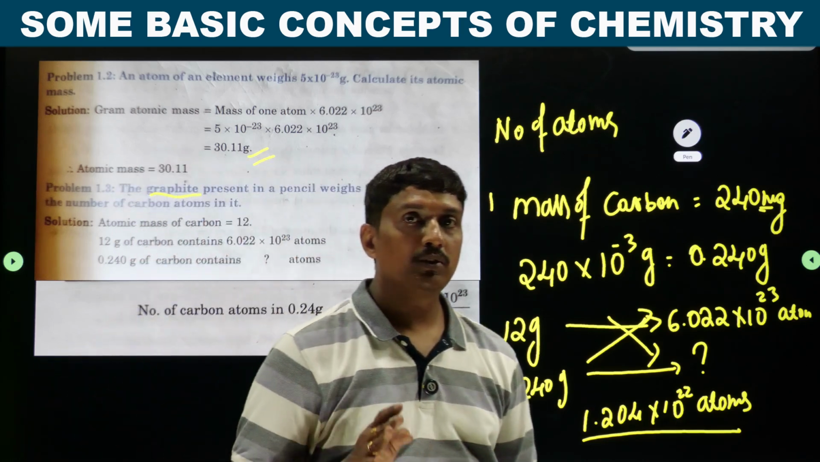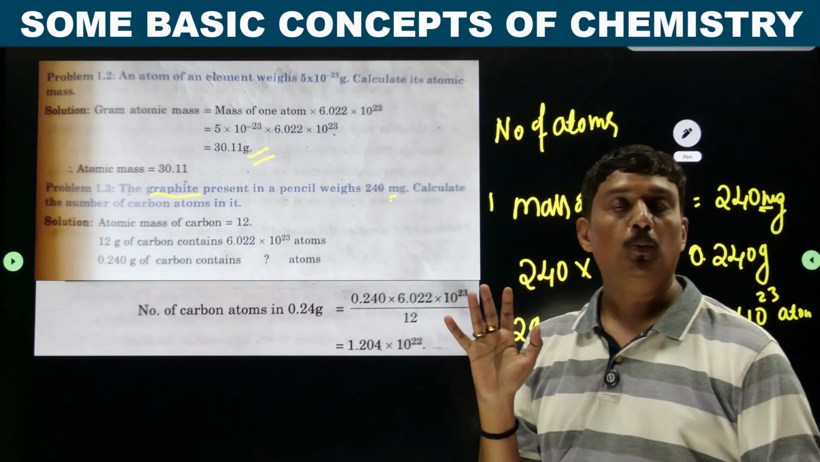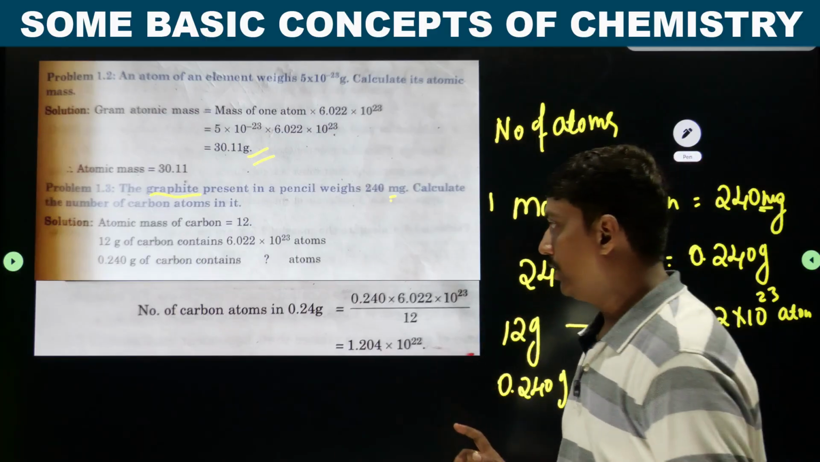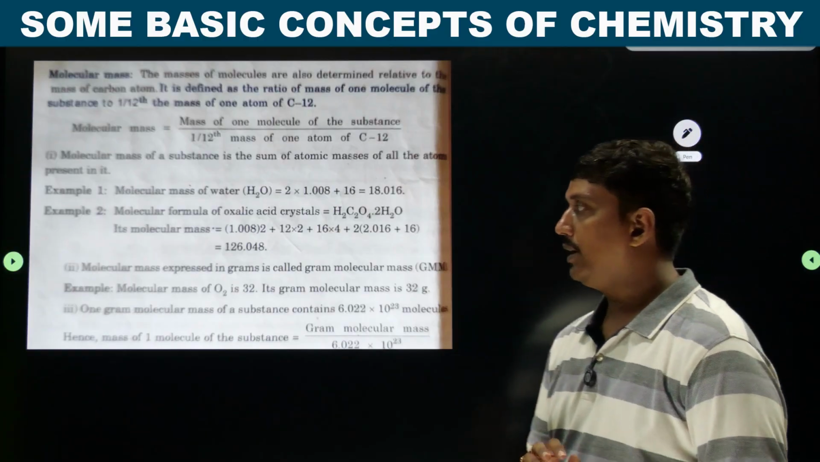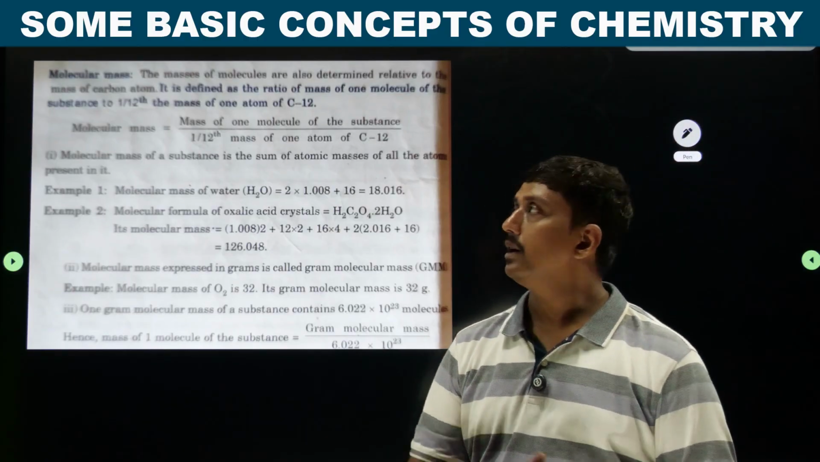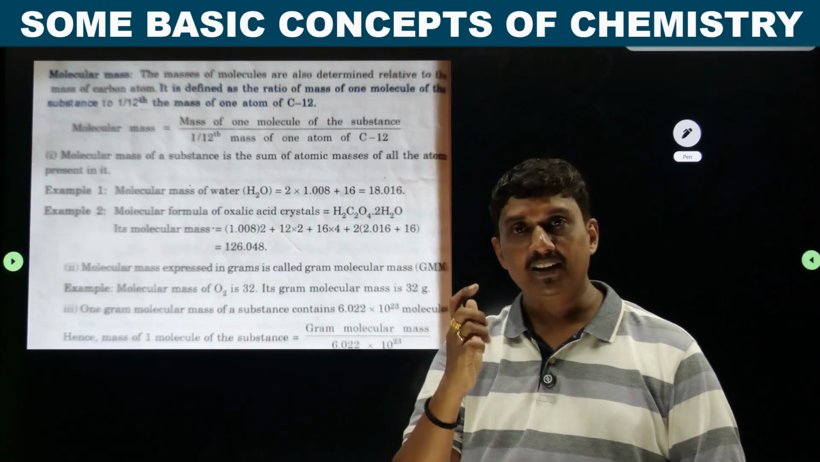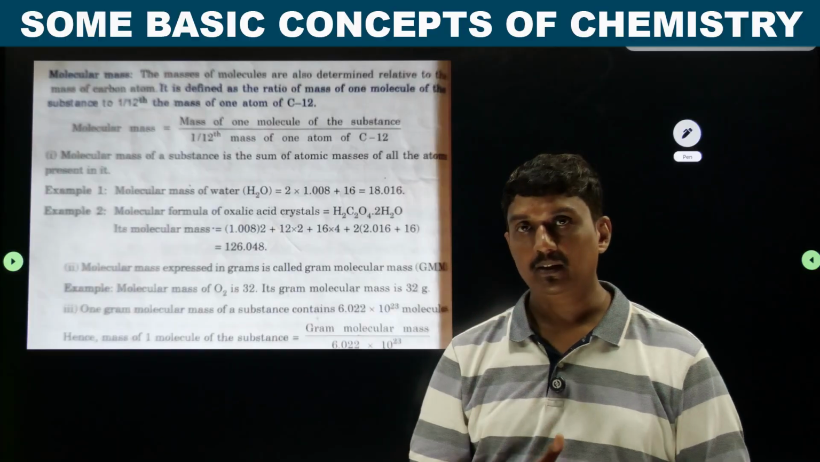Okay, so this is how we can convert mass into moles into number of molecules and atoms. So this is about atomic mass. Later I will take up molecular mass, formula mass, percentage composition and empirical formula in the next session.